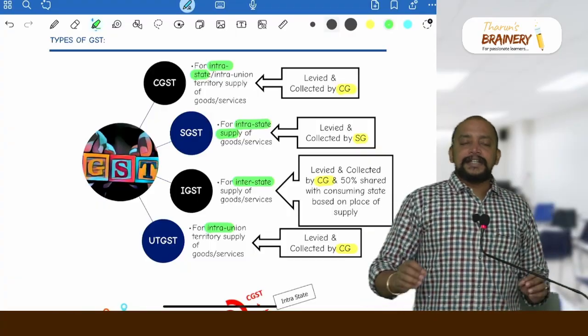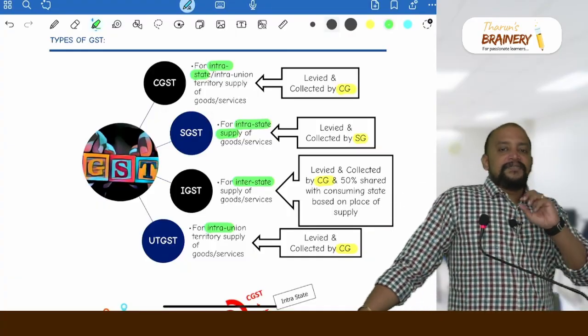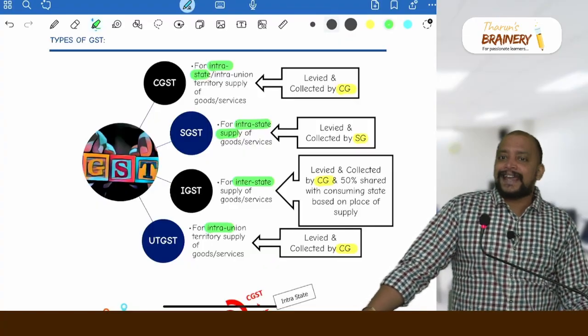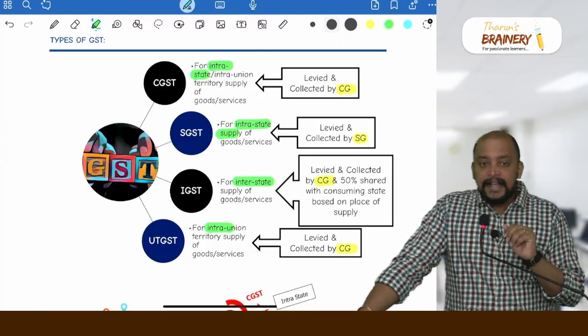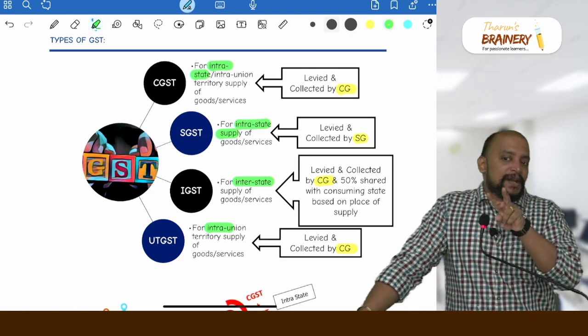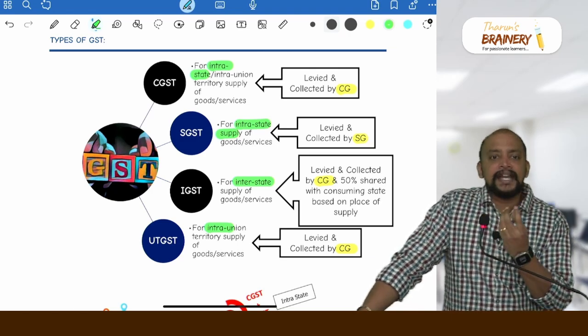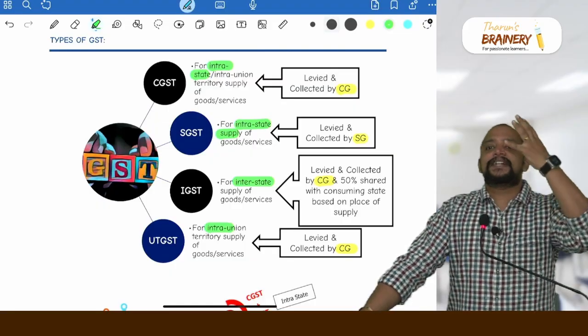We have to see 2 factors. First of all, the location of supplier we need to see, and second, the place of supply. Depending upon location of supplier and place of supply, we can determine whether it is an intrastate supply or interstate supply. Supply is the taxable event under GST.